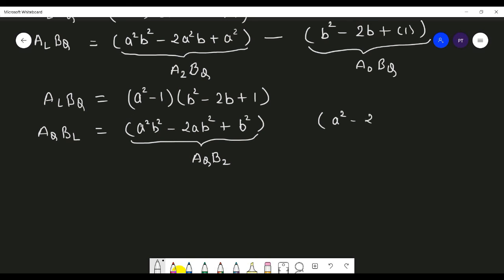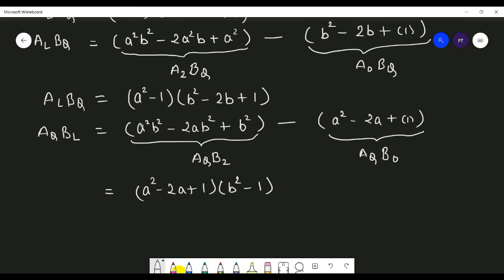So A square minus 2A plus 1. Quadratic effect of A when B is at low level. Now the difference between the two will give us the linear effect of B, which simplifies to the algebraic form A square minus 2A plus 1 into B square minus 1. Again, if you notice, the first term in this expression gives us an impression of quadratic effect of A, and the second term gives us an impression of linear effect of B.